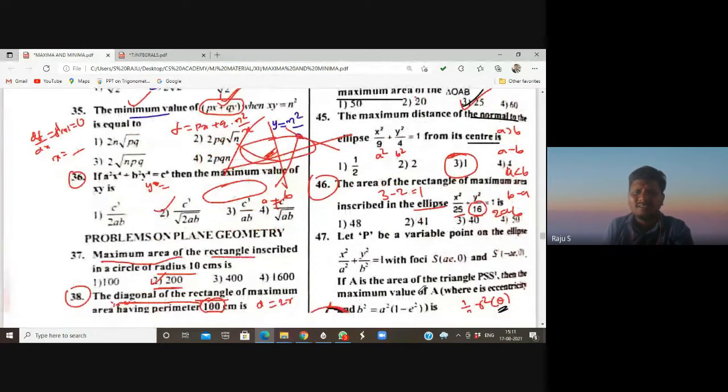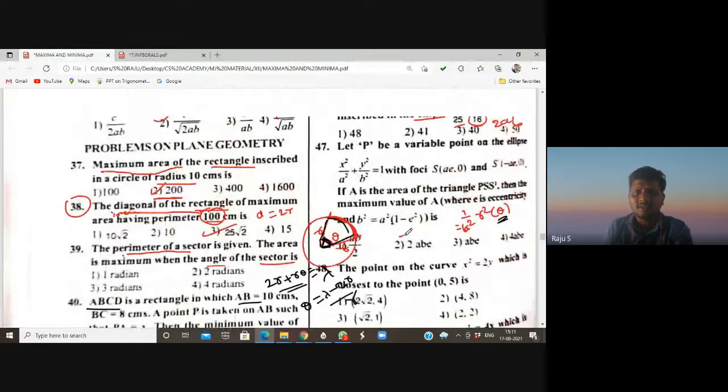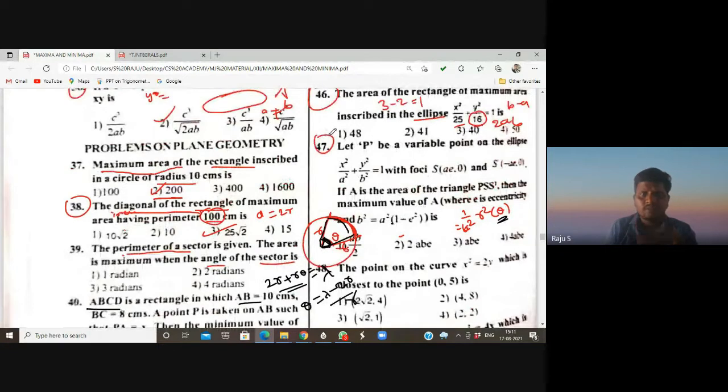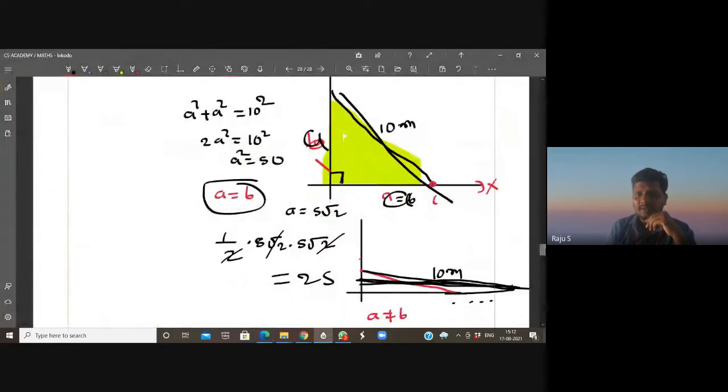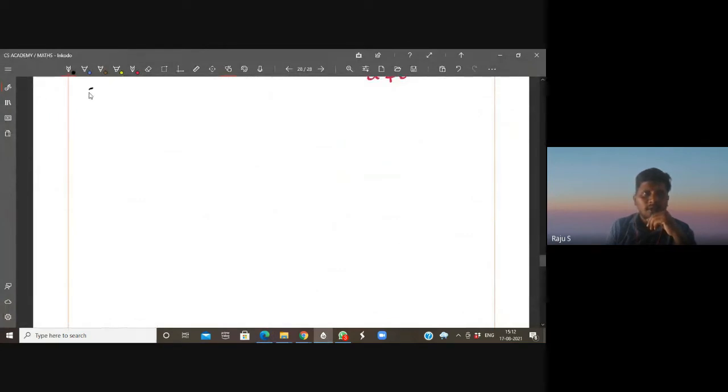The same way, this 47, how many questions are there here? 47: P is any variable point. In that 47, 2 points are there. B square is equal to, this is one of the points. This question I can explain to you. The answer will actually be ABE. So 2 points are given, so we have to take a parametric point also. What are the parametric equations of the ellipse? A cos theta, B sin theta.